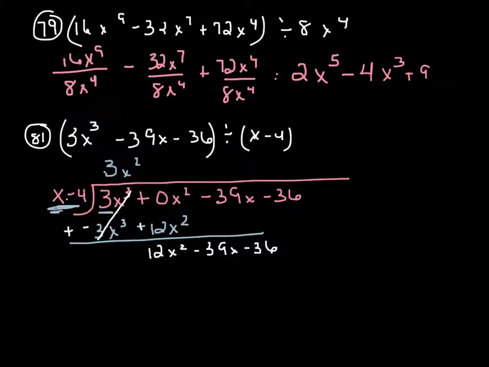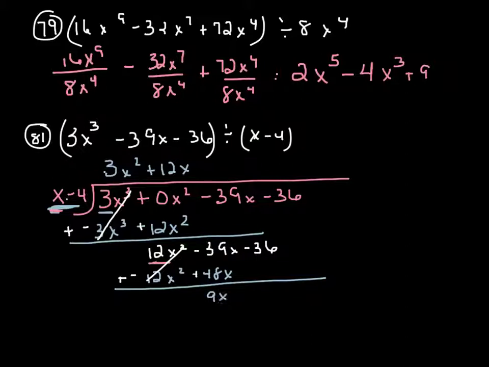Now we want to find what would x times what would give me 12x squared. Well, that would be 12x. So we multiply 12x times both terms here, and I get 12x squared minus 48x. But then we want to subtract, but that is plus the opposite. Those cancel, and we're going to get 9x minus 36.